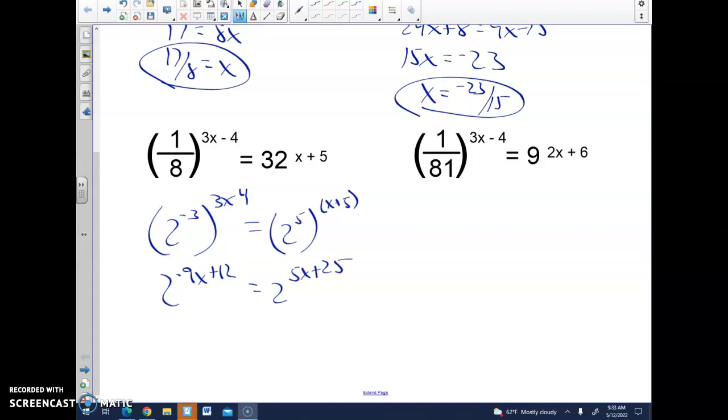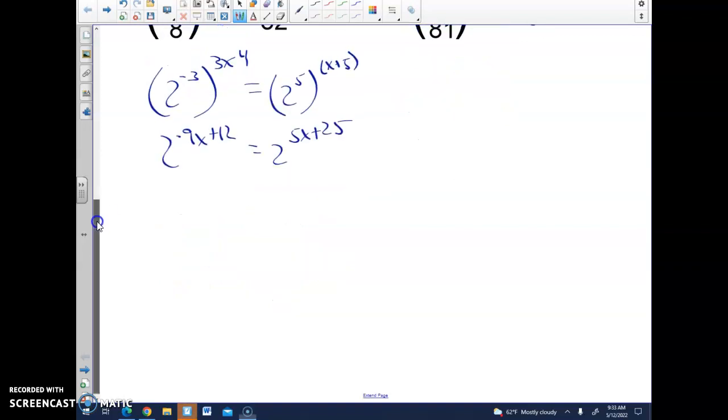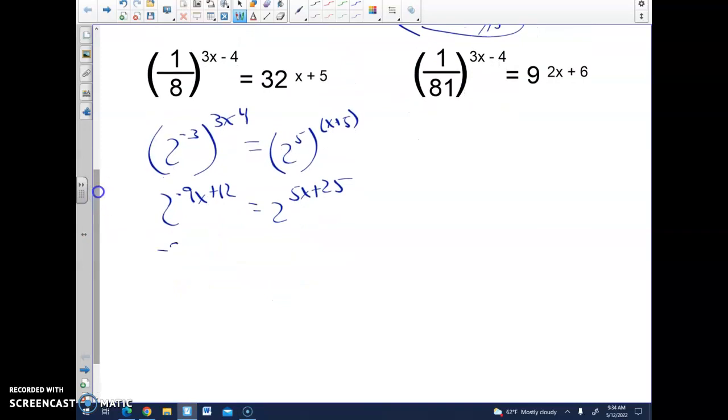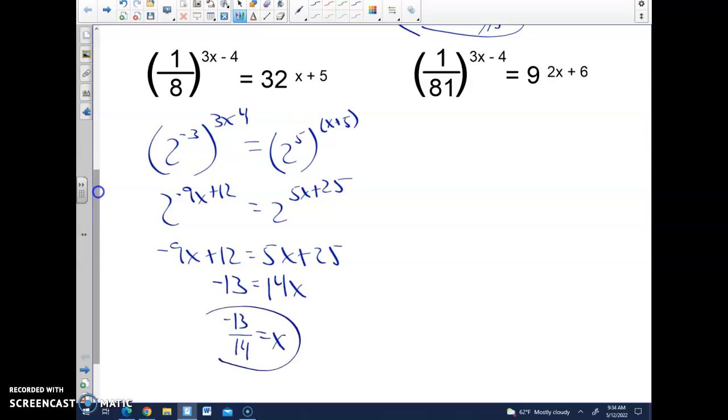Once I'm at that same base, now I can set them equal. Negative 9x plus 12 equals 5x plus 25. We add 9x to both sides, I'm going to get 14x. I'm going to subtract 25 on both sides, and I'm going to get negative 13. And my answer is going to be negative 13 over 14 equals x.